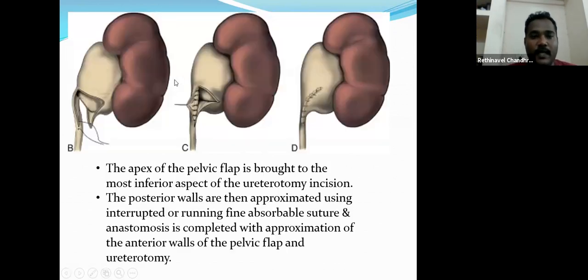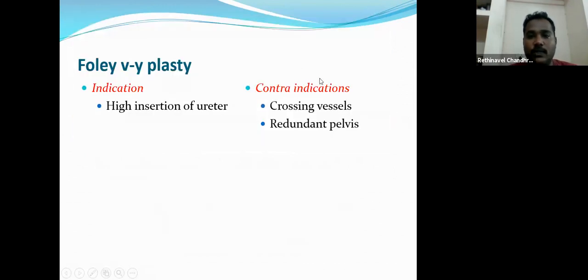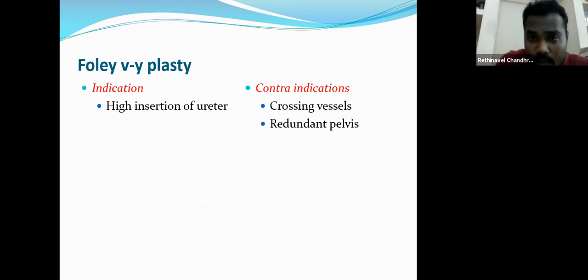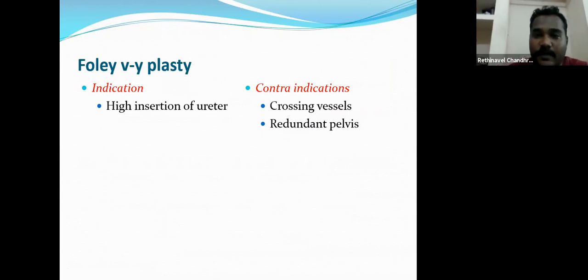This is Foley VY-plasty, but this VY-plasty is a non-dismembered type. Remember, this is not dismembered. Why not dismembered? We are not transecting, we are not dividing. You just create one incision, take a flap and suture. And the absolute contraindication for all these flap procedures: remember, in dismembered, the absolute contraindication is when PUJ is associated with strictures or with a small renal pelvis. But the absolute contraindication for non-dismembered is any presence of a crossing vessel, because a crossing vessel is the reason for obstruction. Without dismembering, how will you treat it? So non-dismembered is absolutely contraindicated for crossing vessels and a redundant pelvis.